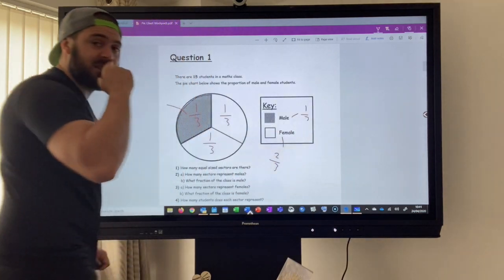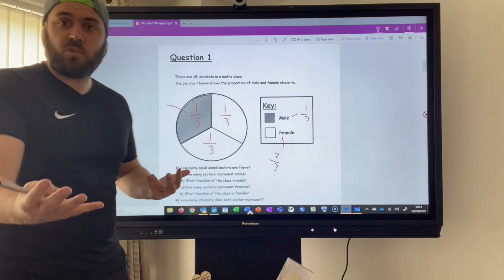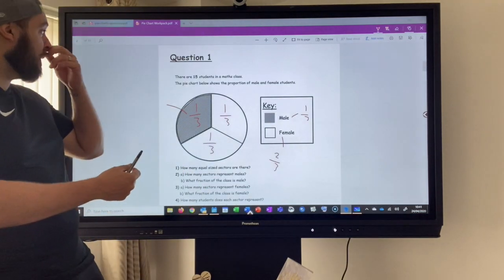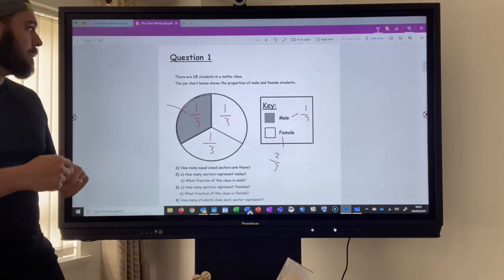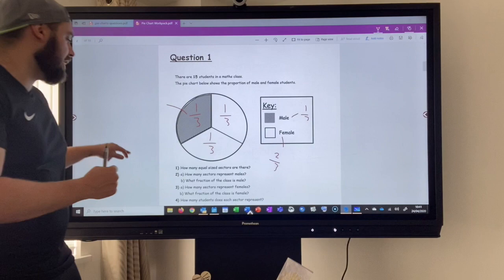Now, I haven't answered the questions yet, I'm just marking that out, and that's something I could do in my head, and you could do in your head when you're looking at the actual question. So it says, there are 15 students in a maths class. The pie chart below shows the proportion of male and female students. And it asks you a couple of questions.